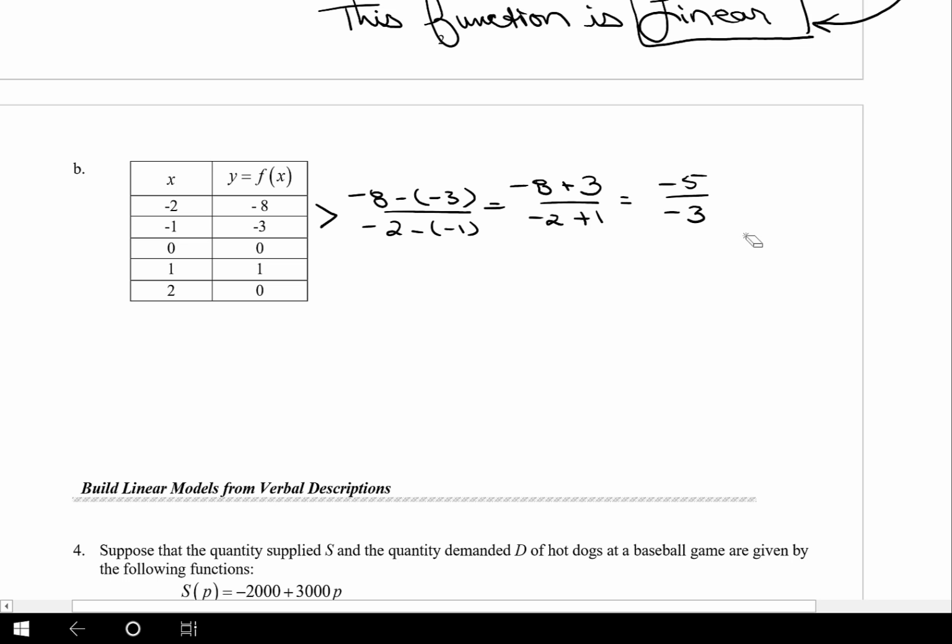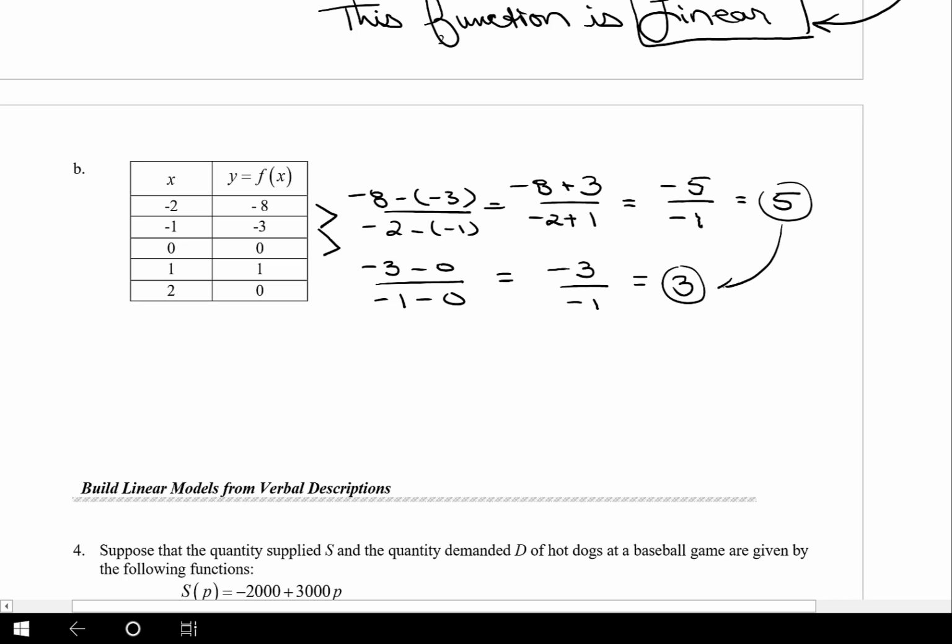Here I made a mistake. Let me erase that. So this should have come out to -2 plus 1 in the denominator, which would have been -5 over -1, which is a +5. Now when I do the next two sets of points to get the slope, this -1, -3 and 0, 0, I end up with -3 divided by -1, which is +3.